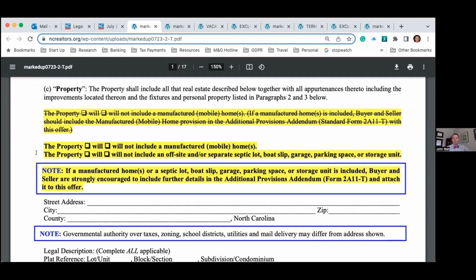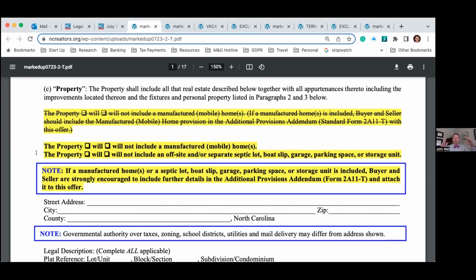Why has this been added? It started with a discussion about boat slips primarily, but then it really got into a discussion about how all these things in this list can be separate. They're ancillary to the real property, or in some cases with a septic lot, critical to the real property. But the biggest thing is the closing lawyers.